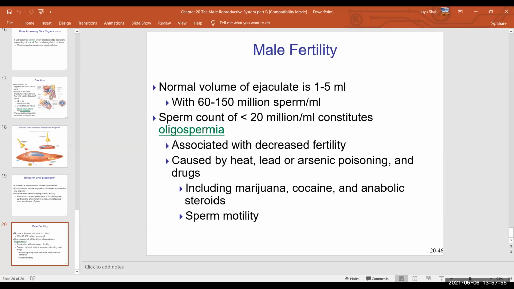Thank you, guys. Thank you, Dr. Shah. Thank you, Professor. Sorry, Dr. Shah, I just want to clarify that list at the second to bottom bullet point there: marijuana, cocaine, and anabolic steroids, that causes infertility, right? Yes. Okay. I just wanted to make sure. Thank you.